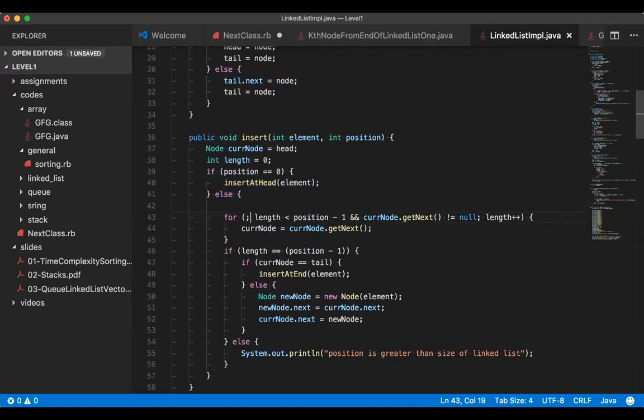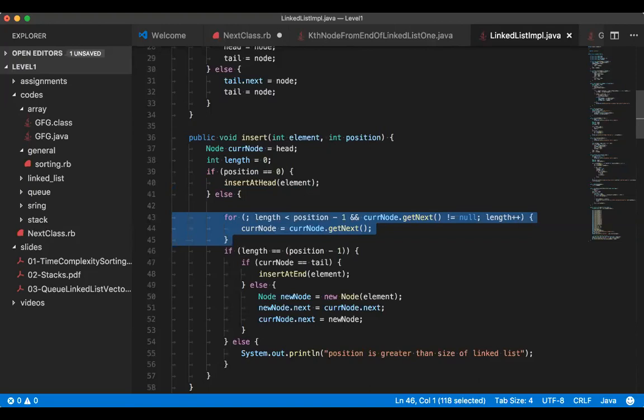While current node dot next is not equal to null, length plus plus, current node is equal to current node next. The moment you either reach the position, which is length equal to position, or your current node dot next is null, you reach the end. Either you reach the position or you just reach the null.